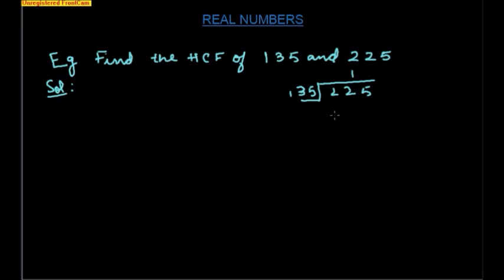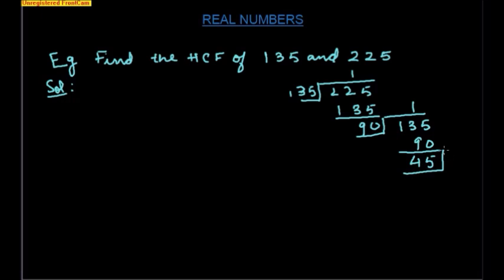Now I divide it. I get 135, 0 and 9. I take 135 here, again 1, 90, 45, 90.